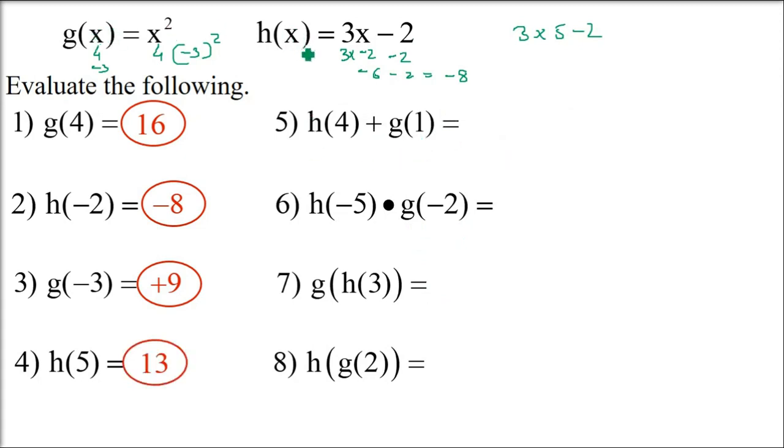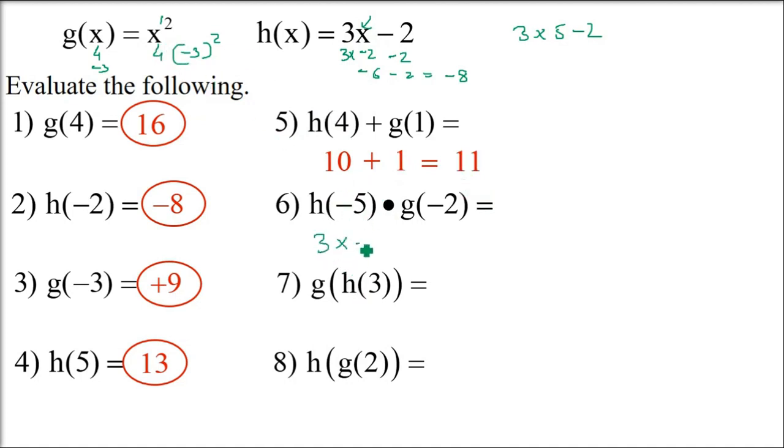You can combine two functions. You can add two functions. Put x as 1 in the first one, and x as 4 in the second one. g(1) will be 1, h(4) will be 10, 3 into 4 minus 2, that is 10 plus 1 is 11.